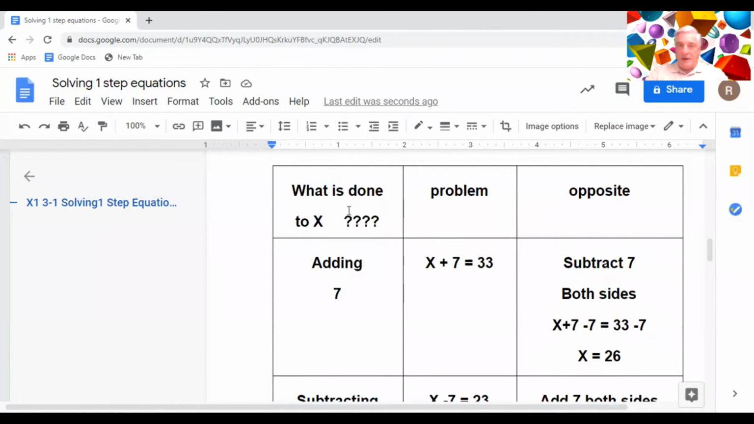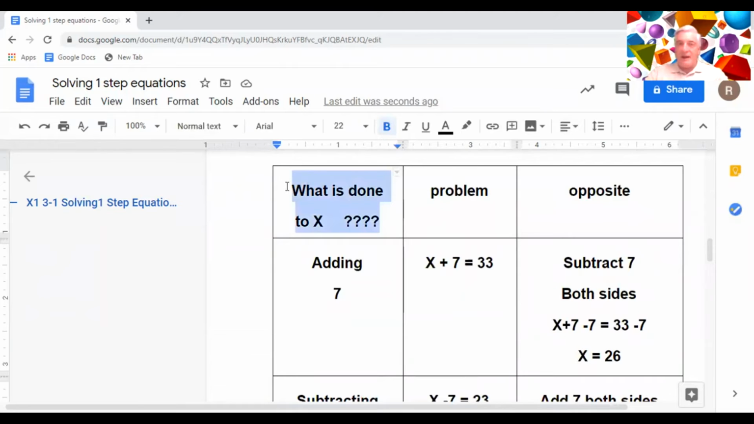Here's the big concept. I ask people all the time when we're solving algebra and algebra 2, what are we doing to x? Right now, you only know a couple of things we can do to x. You can add, subtract, multiply, and divide something to x. Look at this problem. Ask yourself, what are we doing to x? I have the answer over here. What are we doing to x? We're adding 7. We're adding 7 to x.